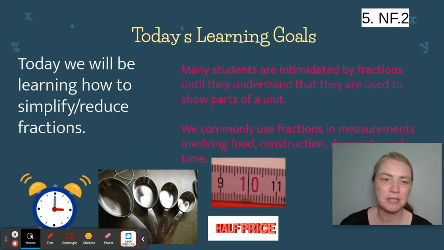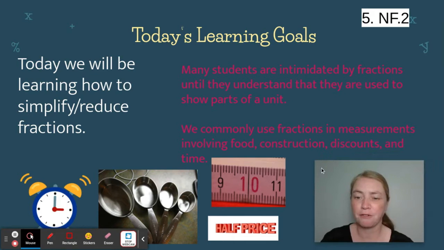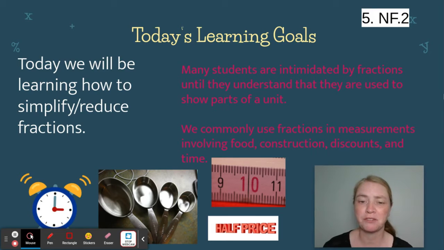So today's learning goals. We are going to be learning how to simplify or reduce fractions. And I know I've spoken to you before about feeling a little weird about fractions because they're parts of numbers. Okay, but we use them in everyday life. We use them for baking. We use them for measurements for food. Sometimes we use them for measurements for mass or weight. We use them in construction. We use them with shopping. We use them for so many things.